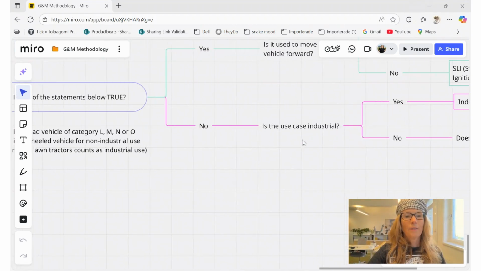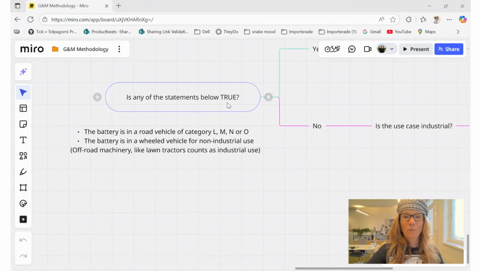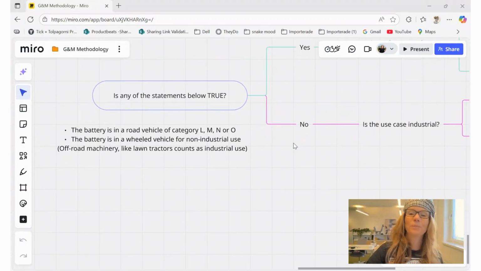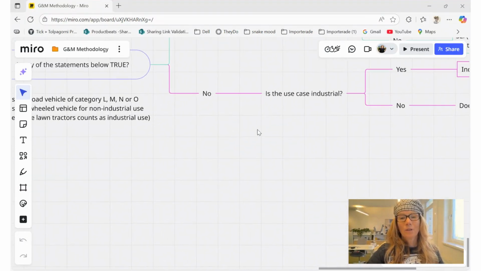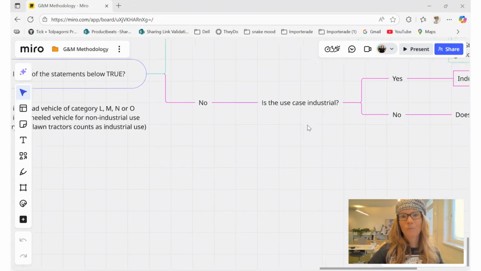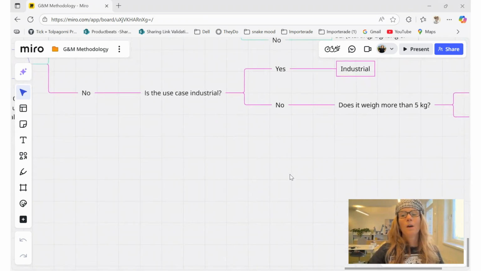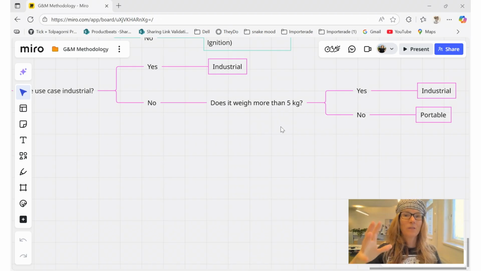Okay, so then we go to if any of these statements below are true. No, it's not, because I do a forklift, for example. Okay, then the question is, is the use case industrial? Yes, because I do a forklift. Then it's an industrial battery. Okay, but say the use case is not industrial. I actually do a portable consumer electronic device. So no. Okay, but then the next question is, does the battery weigh more than 5 kilos?